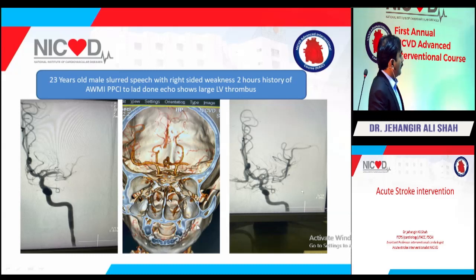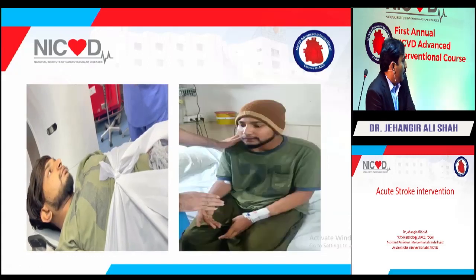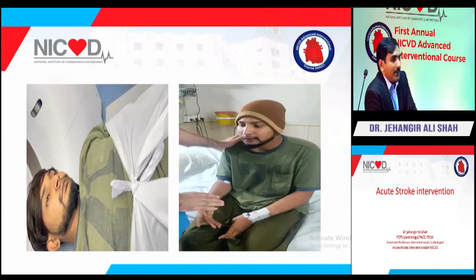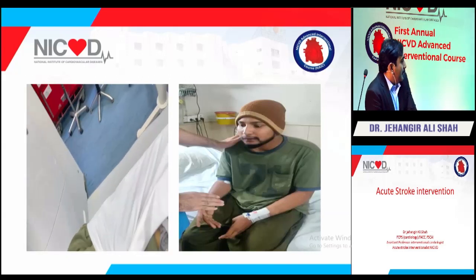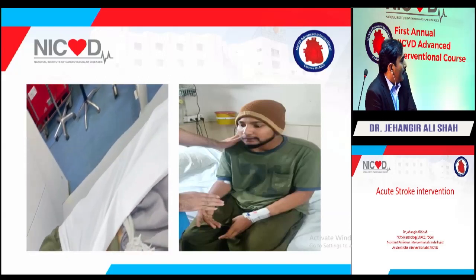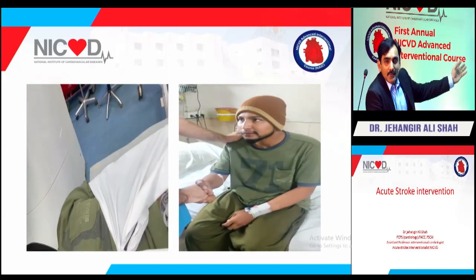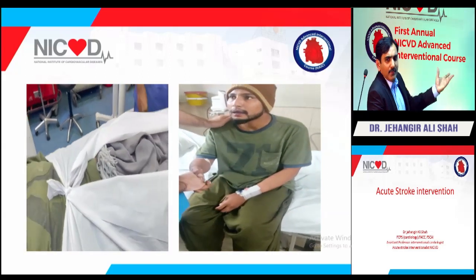This angiogram shows the occlusion of the left MCA. This is the volumetric image. You can see there is a cutoff point. There is the occlusion of the MCA, and we did the aspiration and we achieved the flow. This patient was examined in the CT department while he was unable to move the left side of the body. After that, you can see the patient was all right after 8-10 hours.